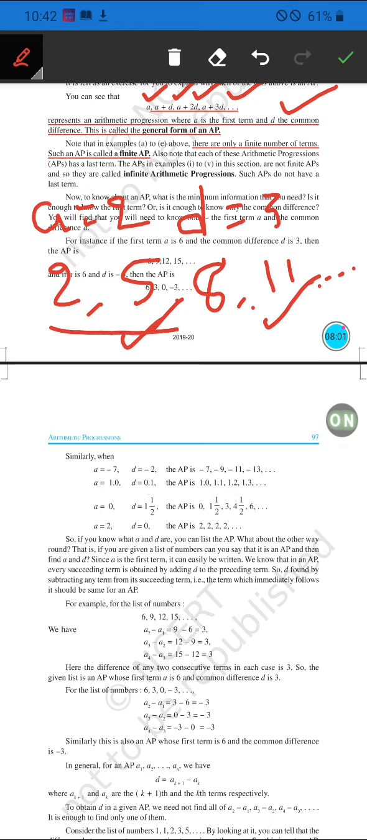So this is the arithmetic progression series. Observe here, what is the common difference? 3. What is the common difference here? 3. This common difference is also 3.